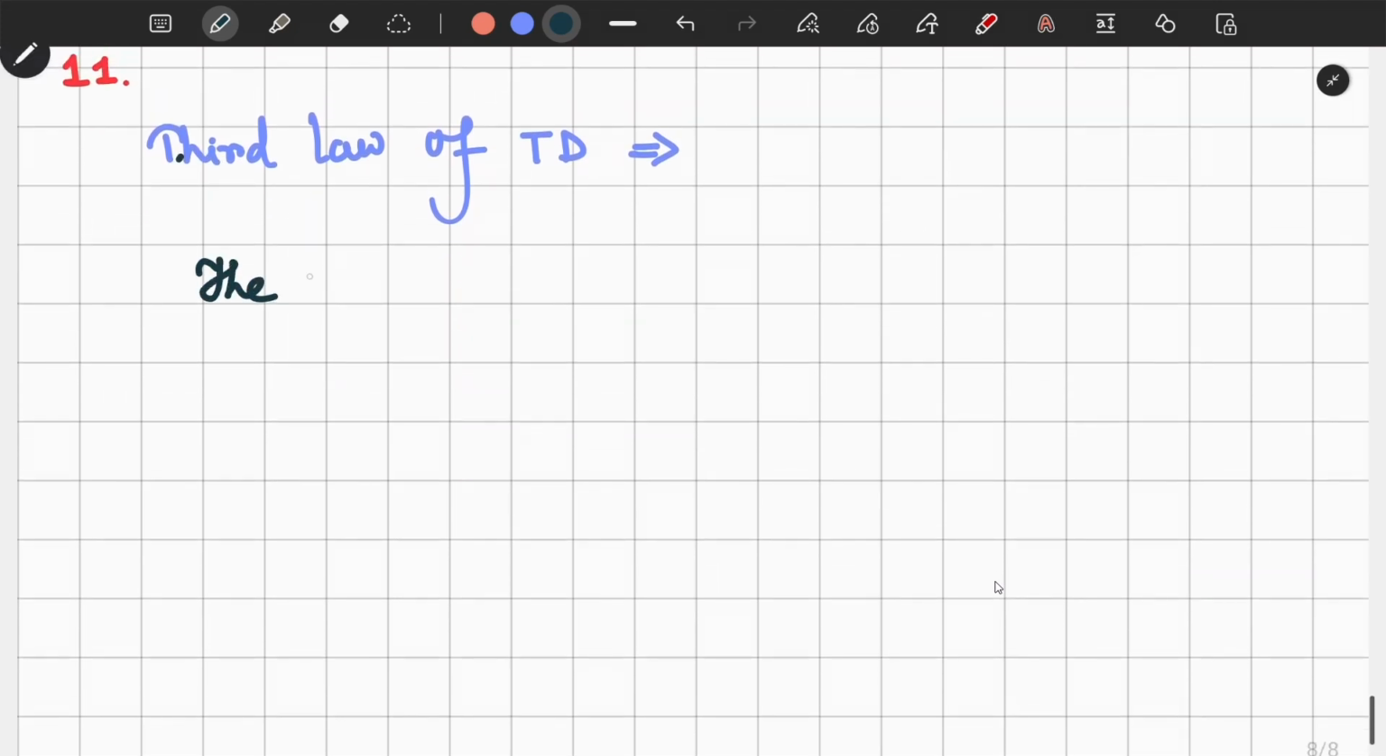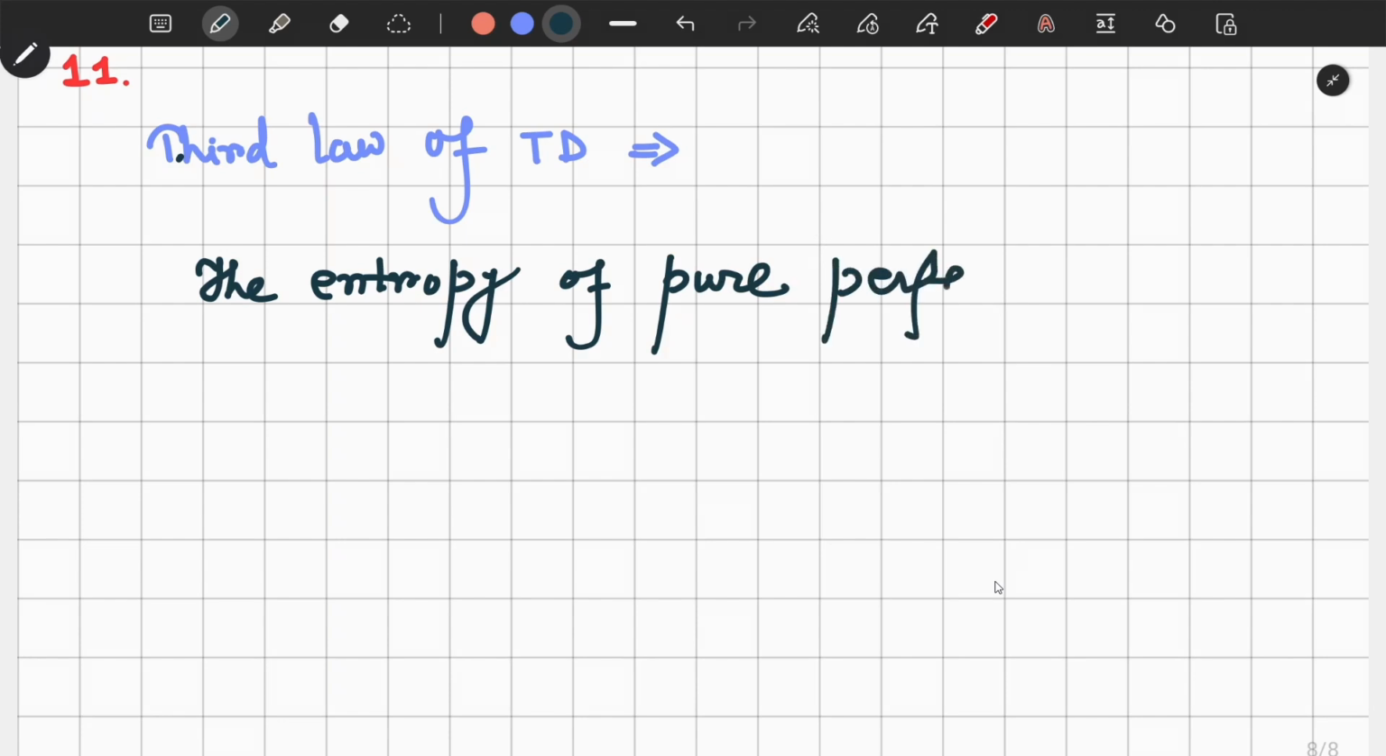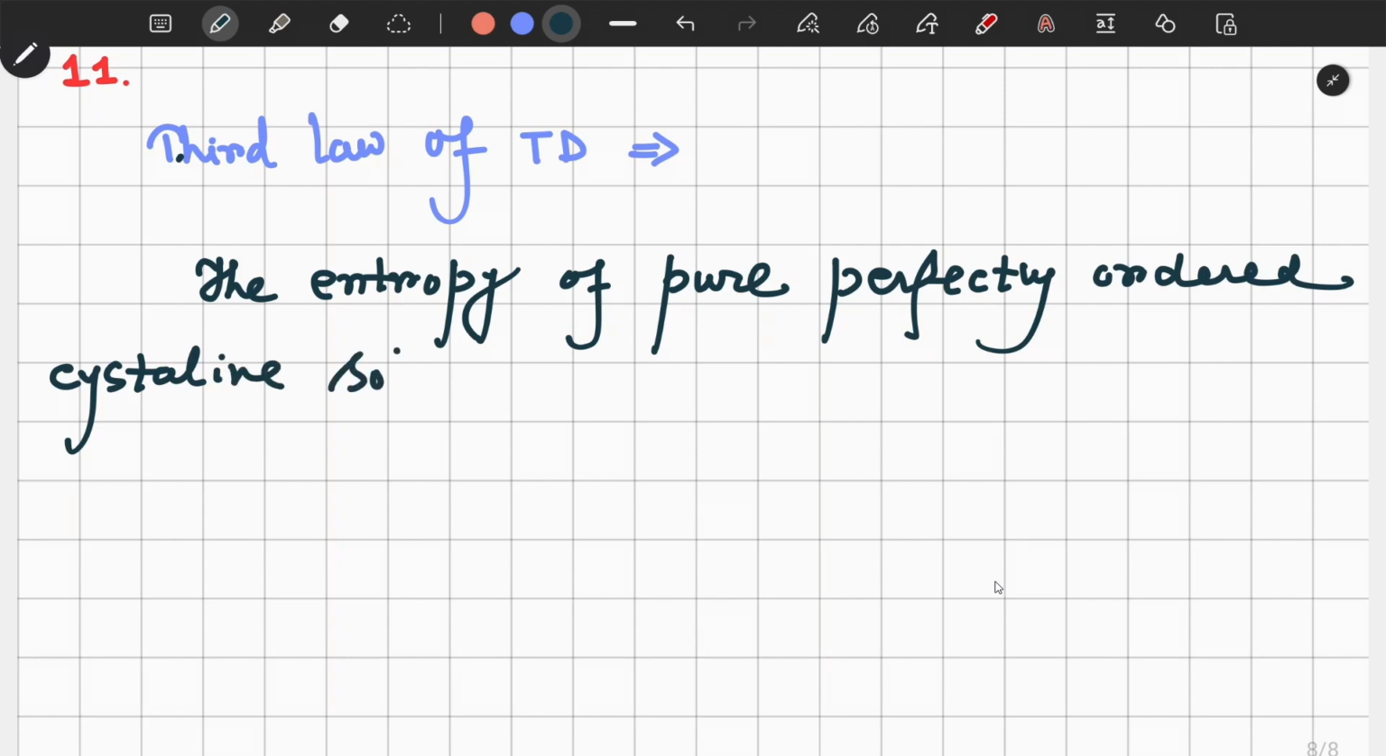The entropy of a pure, perfect crystalline, ordered crystal or crystalline solid is 0 at 0 Kelvin. This is our third law of thermodynamics.